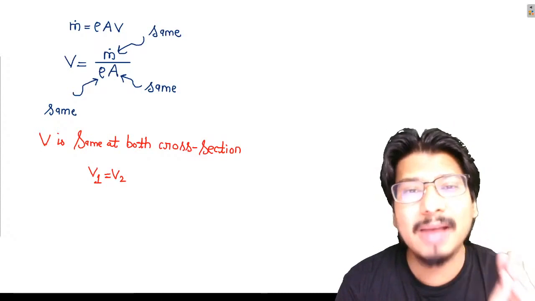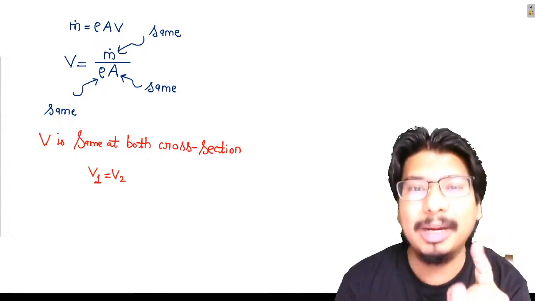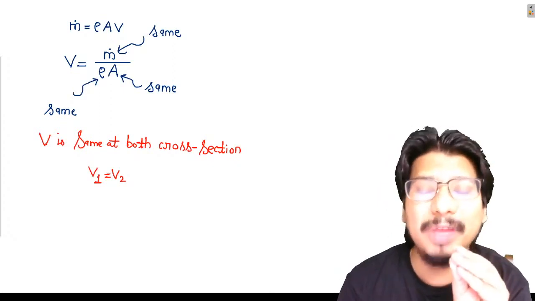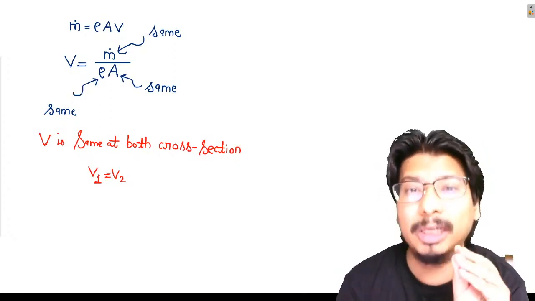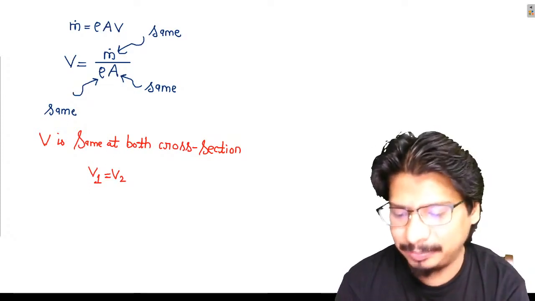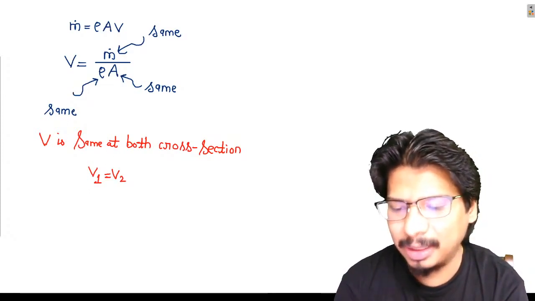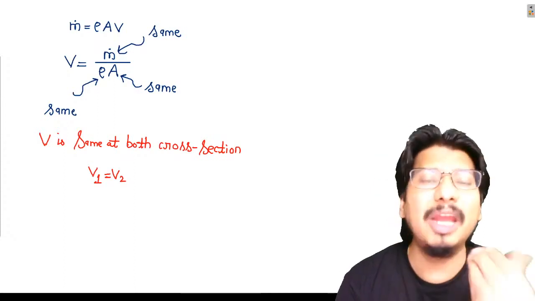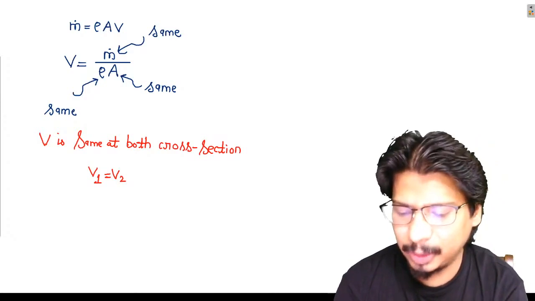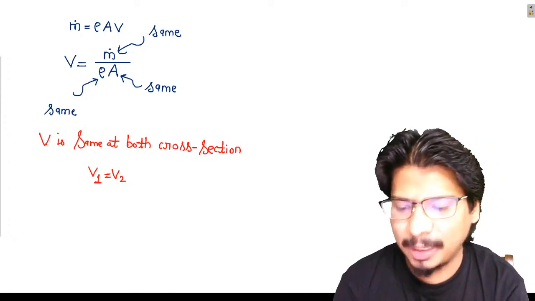You see my classes on fluid kinematics, you will come to know. Even if we are having different velocity profiles, the average velocity can be the same. Chetan, it doesn't matter. Even with different velocity profiles, we can have the same average velocity. Is it clear to everyone till here?